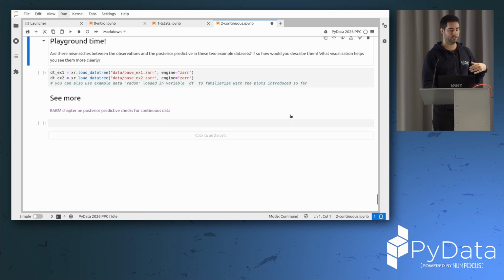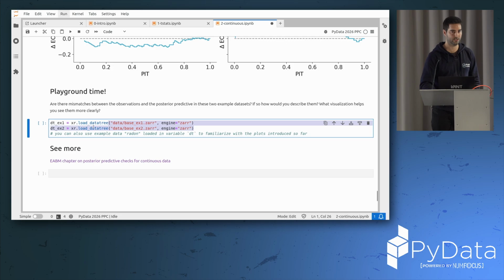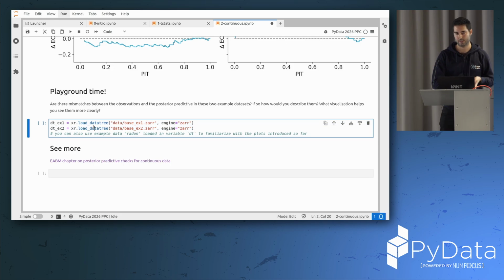And now it's playground time. So there are more sections to come. I'm not sure, yeah, we are good on time, I think. So now the idea is for you to take the notebook, load these two examples, play around with all the functions we have seen, t-statistics, PIT, ECDF, raw marginal distribution comparison, and find the issues with this data, or say, this one looks good.